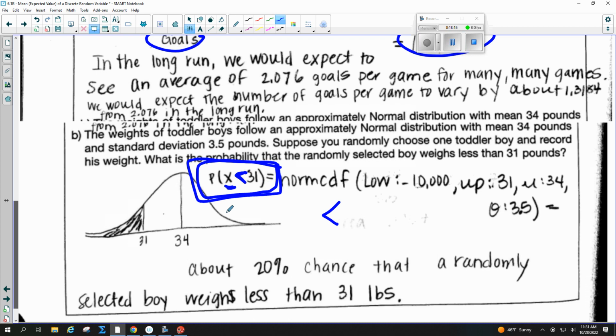Normal CDF, you need to label each part. Lower bound, yes, you can put 0. I always just do negative, a big number. Upper bound 31, mean of 34, standard deviation of 3.5, so you get about 20%, or 19.6 or something. You don't have to write the whole sentence, but that means that a randomly selected toddler weighs less than 31 pounds.